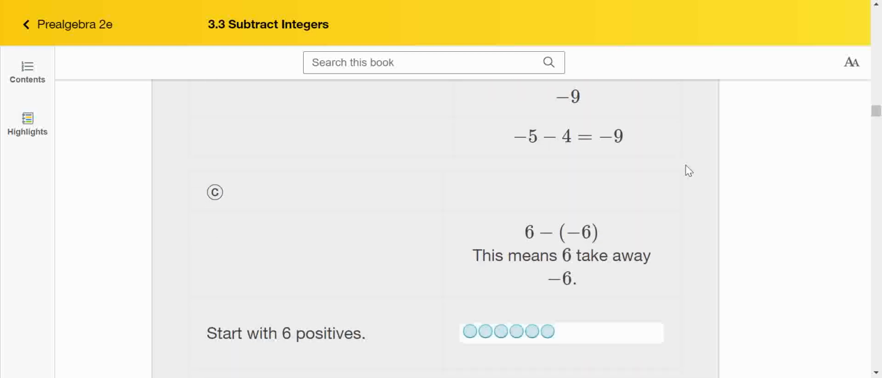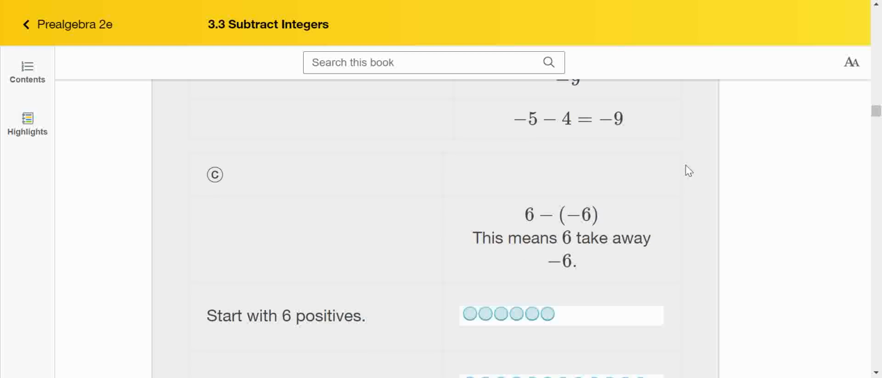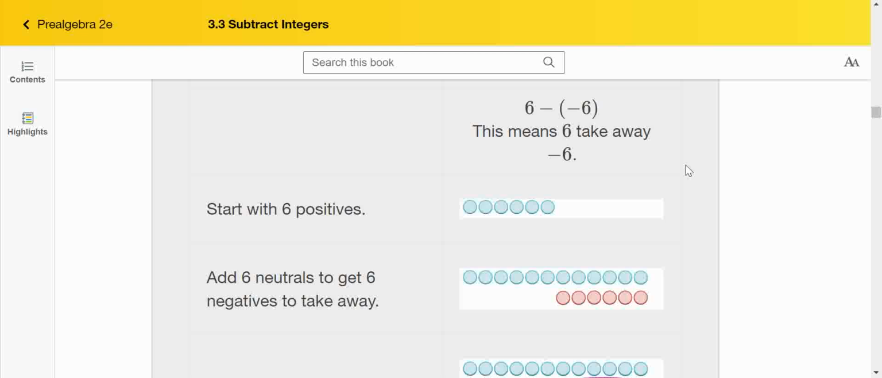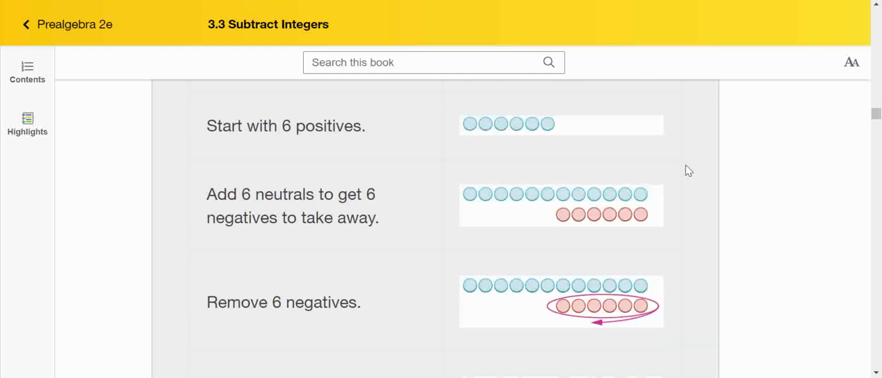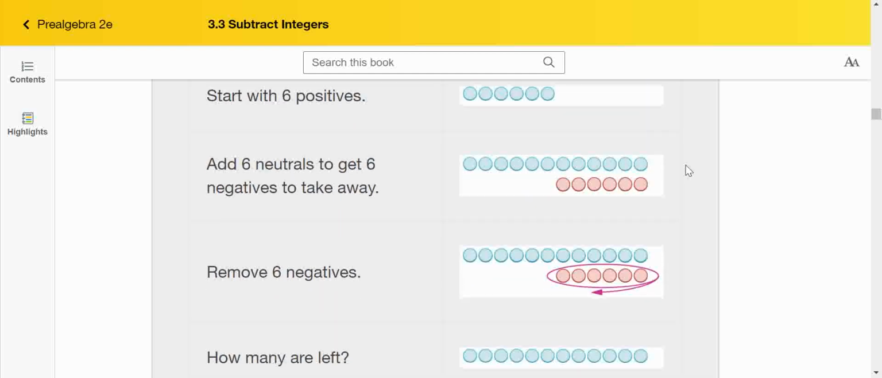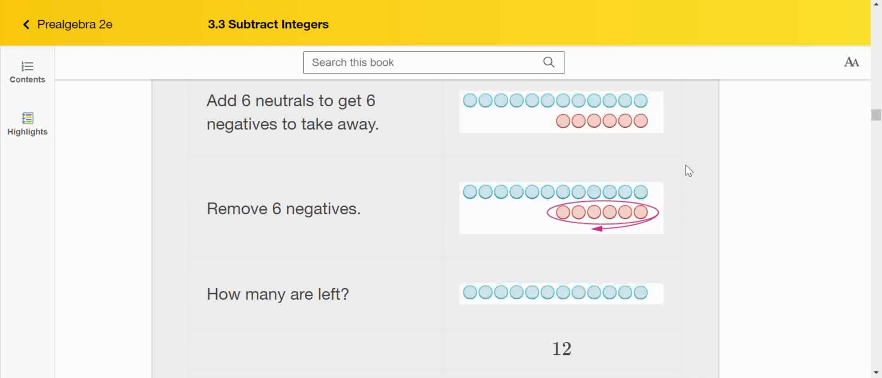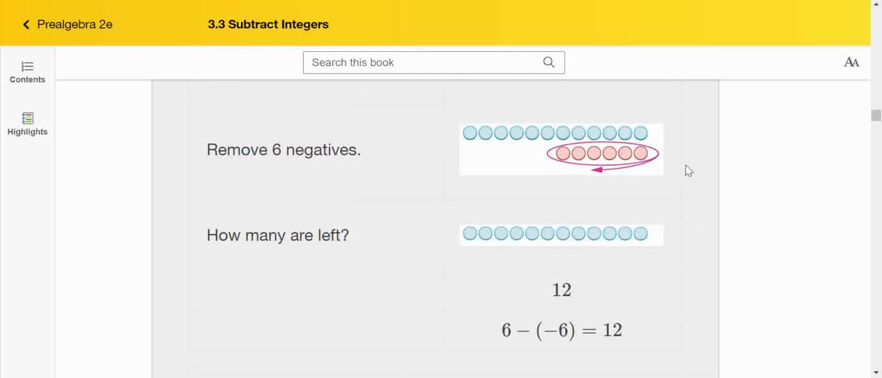Okay, C, 6 minus minus 6. This means 6 take away minus 6. So we start with 6 positives. We add 6 neutrals to get 6 negatives to take away. And we remove 6 negatives. How many are left? 12. 6 minus minus 6 equals 12.